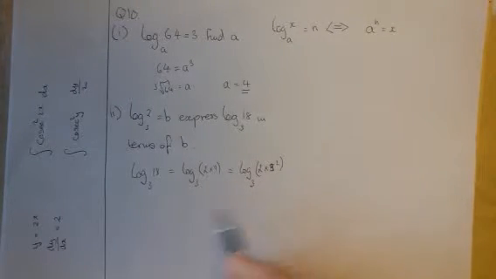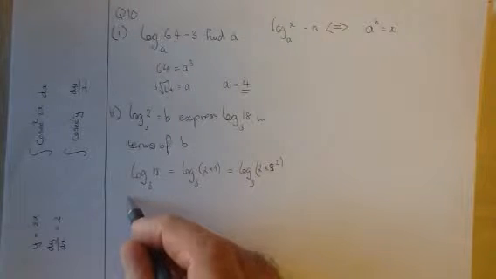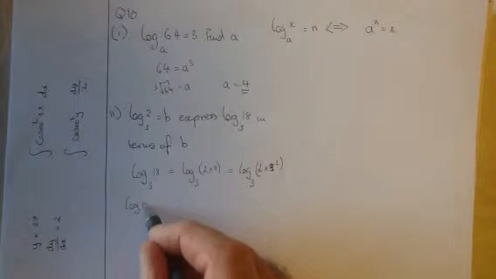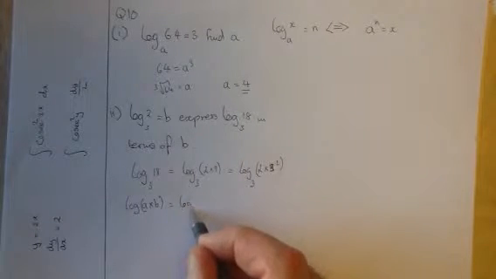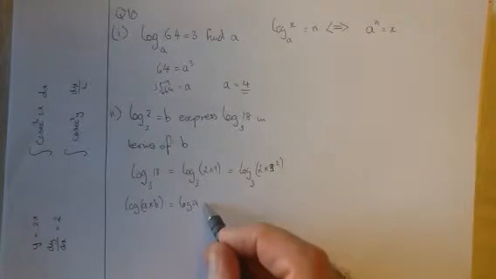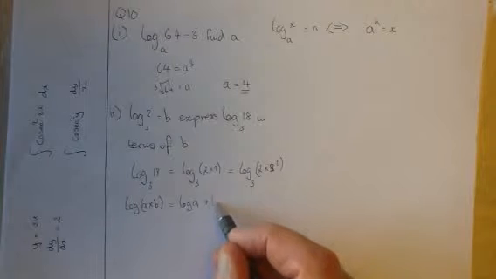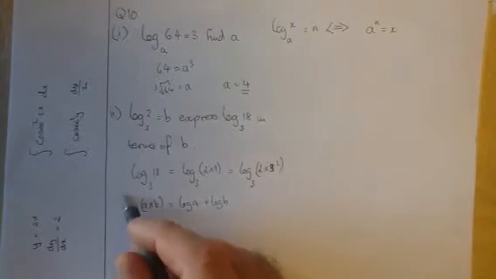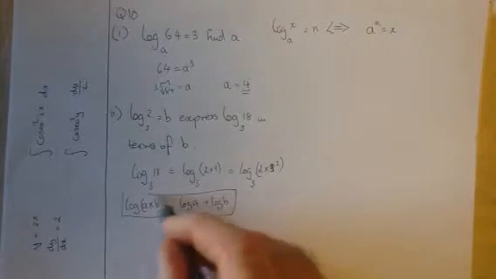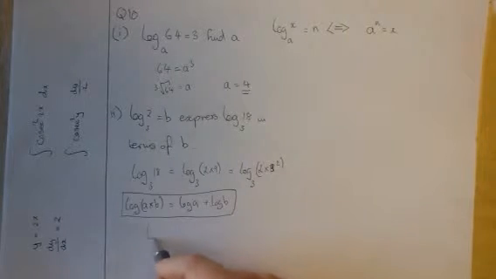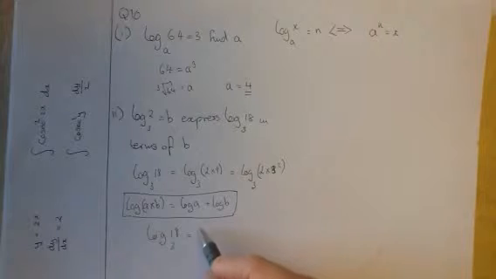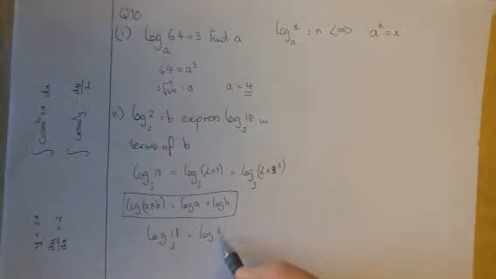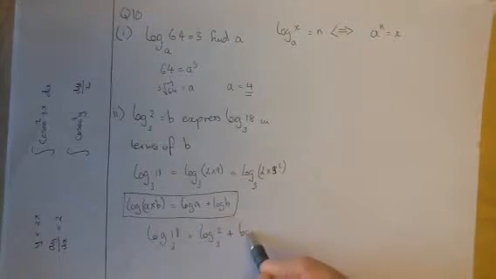Okay, so the next thing we're going to do then is use the fact that if you have the log of a product, you can write that as the sum of the logs. So log of a times b is equal to the log of a plus the log of b. So we can rewrite that product. So we now can say the log of 18 is equal to the log of 2 to the base 3 plus the log of 3 squared to the base 3.